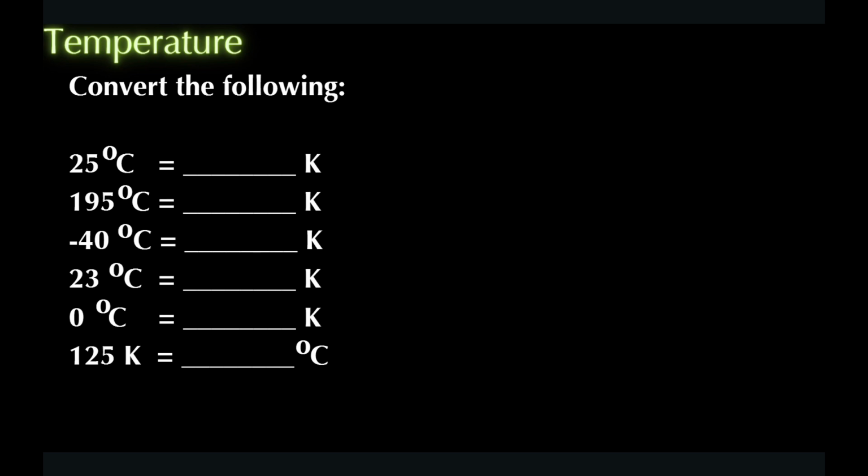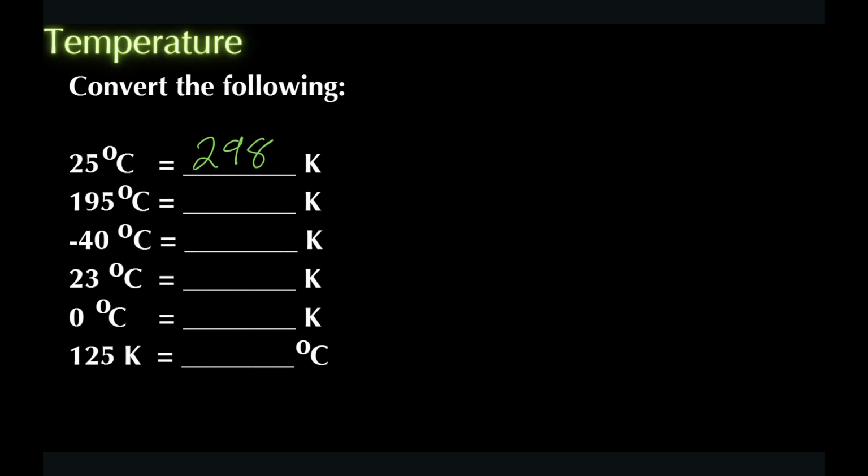So let's go ahead and take a look at a few examples. Our first one is 25 degrees Celsius. We want to convert it to Kelvin. Because we are going from Celsius to Kelvin, we are going to add 273 to this number. So what we're going to get is 298. So 298 Kelvin is equal to 25 degrees Celsius.